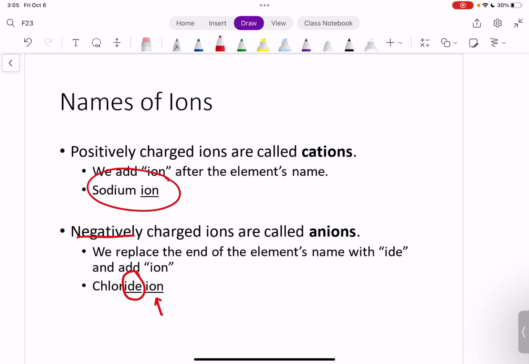Notice for positively charged ions, we just leave it. Sodium ion. Instead of a sodium atom, it's now just a sodium ion, which makes sense because we now know it has a charge, and any particle with a charge we call an ion. It's no longer an atom. For negatively charged ions, or anions, we replace the end of the element's name with IDE, and then we add ion. So instead of chlorine, we have chloride, and then we just add ion to the end. Chloride ion, not chlorine ion.